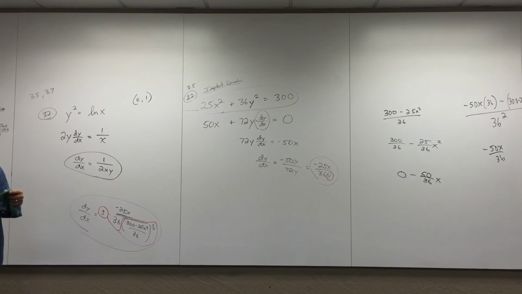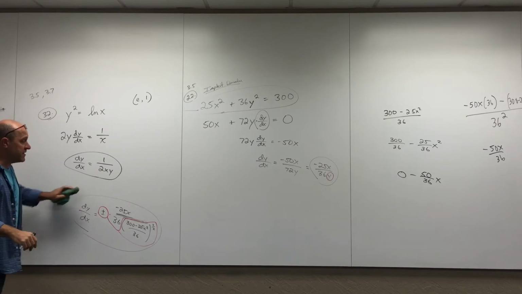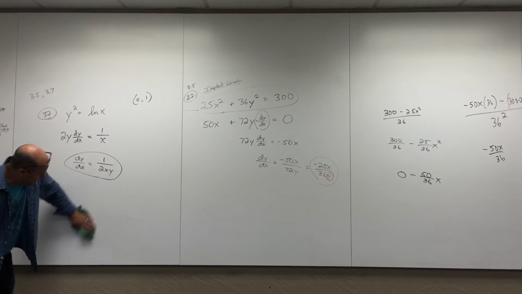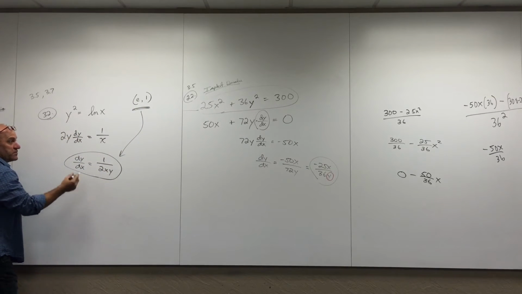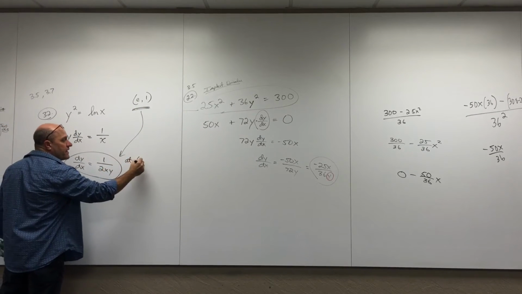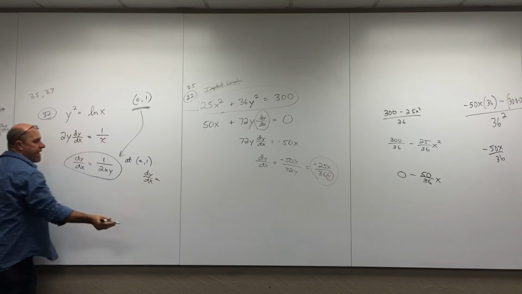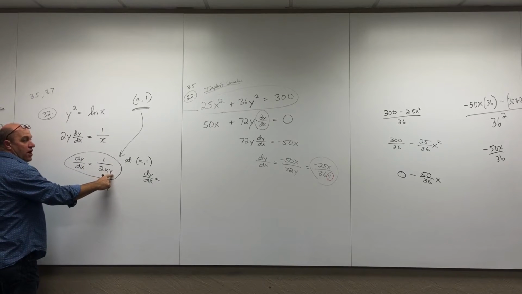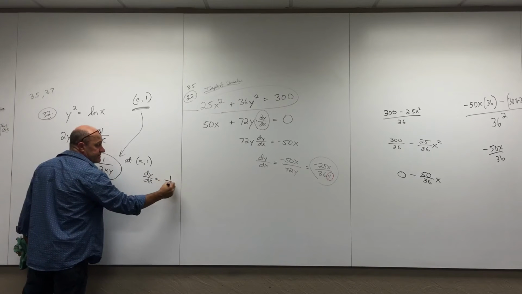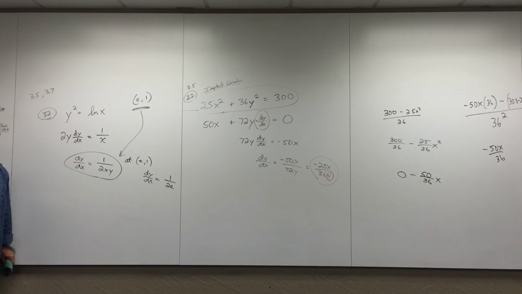If they give me a point, they probably want me to plug it in and give them a specific slope. Did they give me a point? Yes, they did. So I should plug this point in and give them a specific slope. At this point, if you plug in an e for x and a 1 for y, you get that slope. That's your slope. Cool.